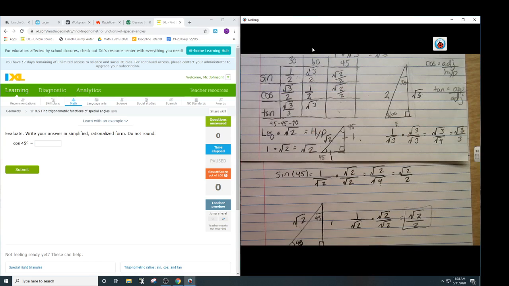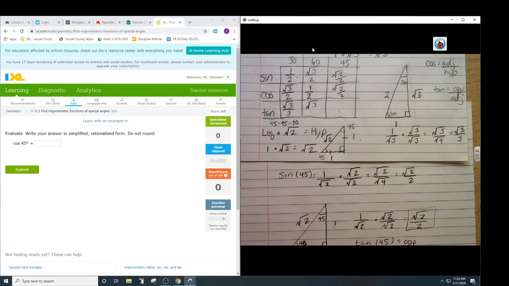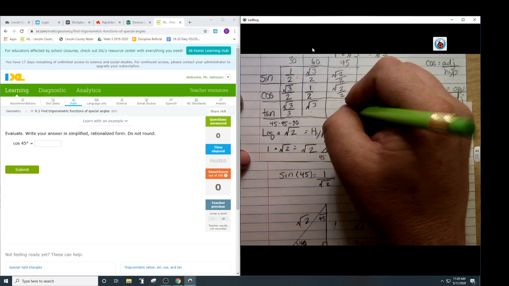Okay, so the tan. All right, now, so tan of 45 is opposite over adjacent. So the tan of 45 equals opposite over adjacent. Well, tan of 45, the opposite is 1, the adjacent is 1. So anytime you got 1 over 1, it's just 1. So the tan of 45 is just 1.